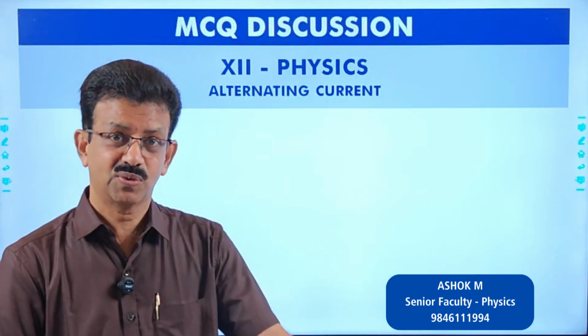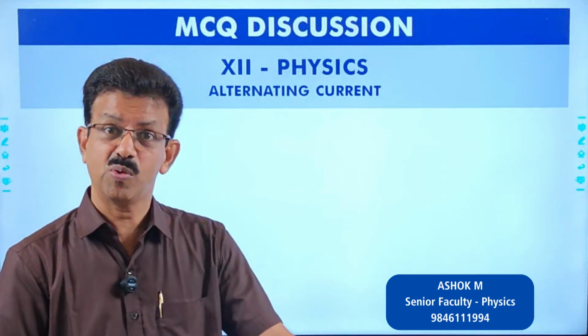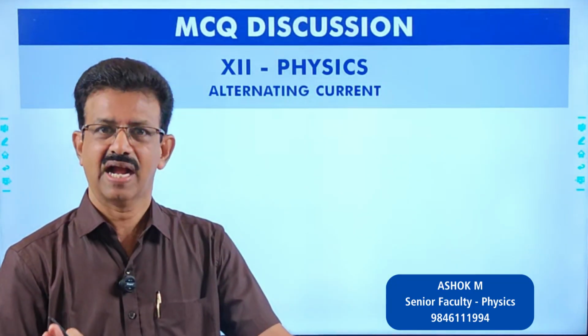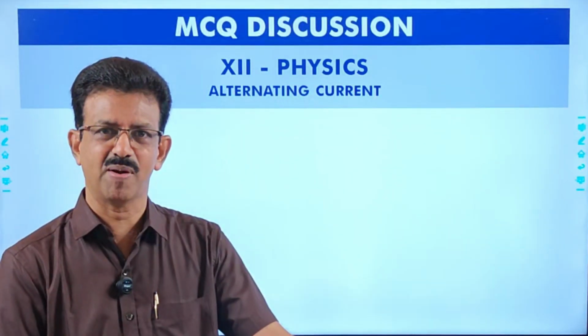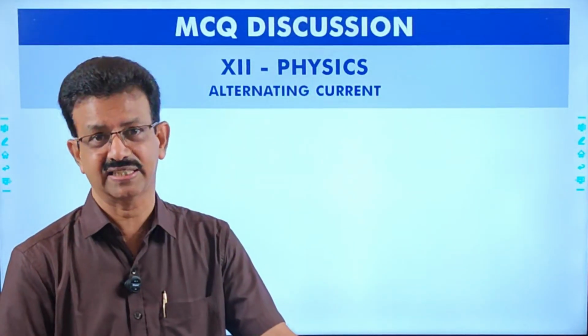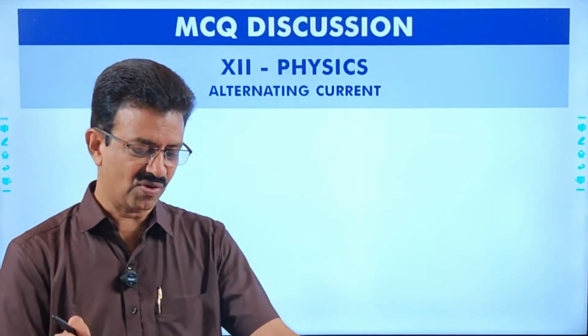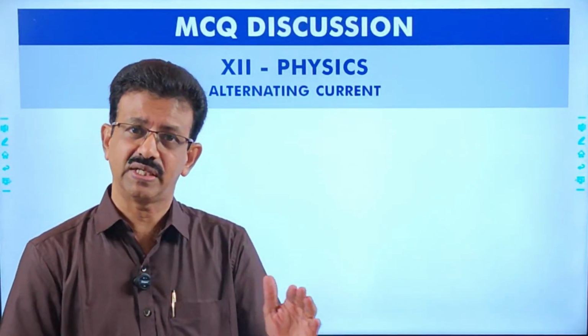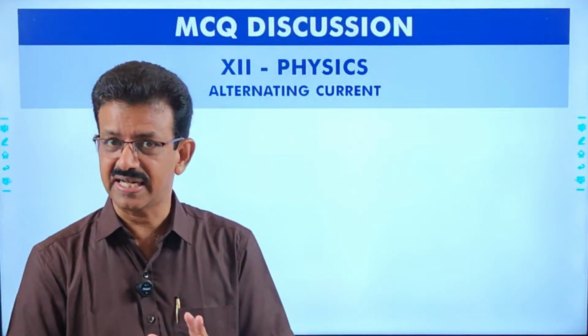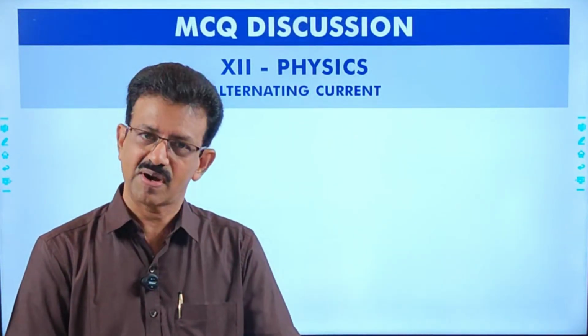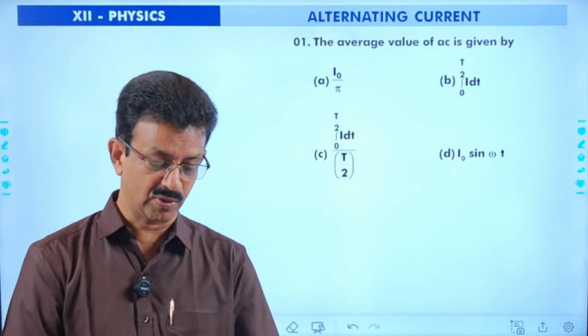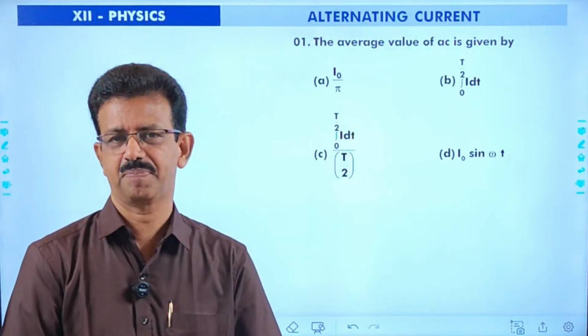Friends, today we are going to discuss an important chapter, alternating current. Highly mathematical, highly problematic, and a theory-oriented section also. Therefore, today we are going to discuss the questions of alternating current. We'll go through one by one. The first question is about the average value of AC.